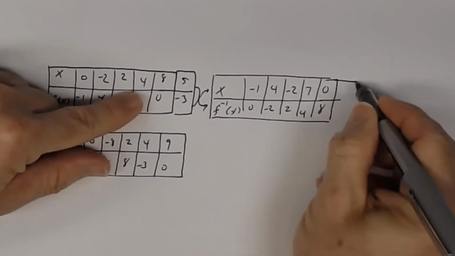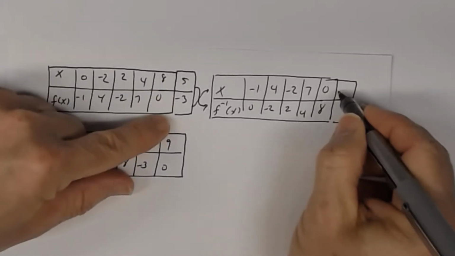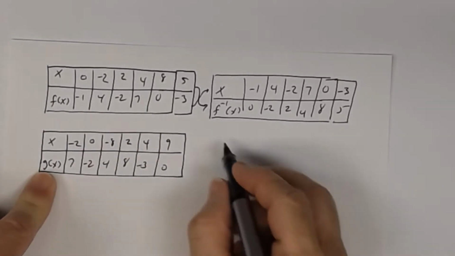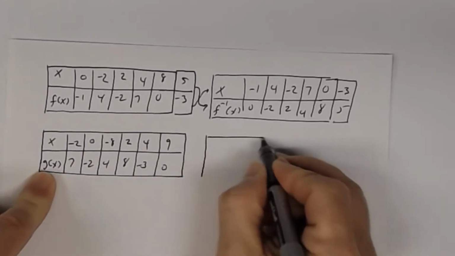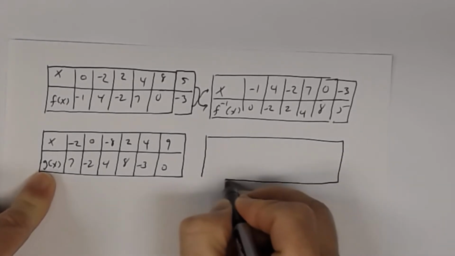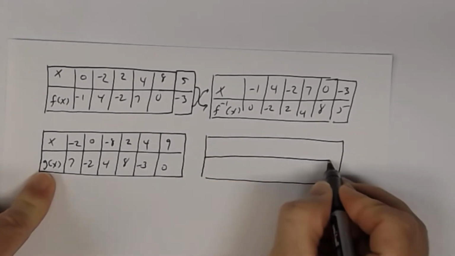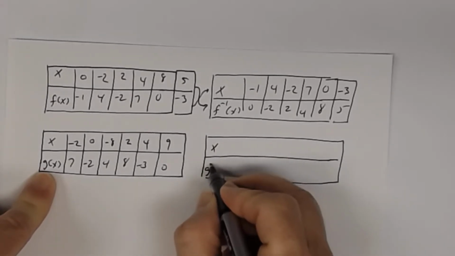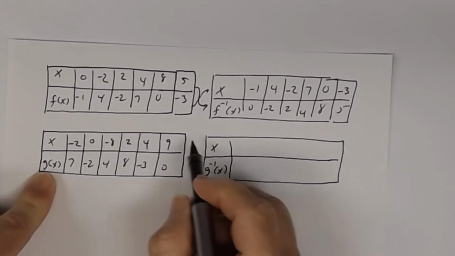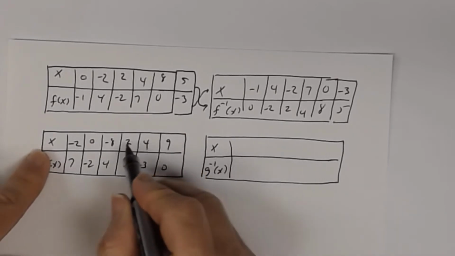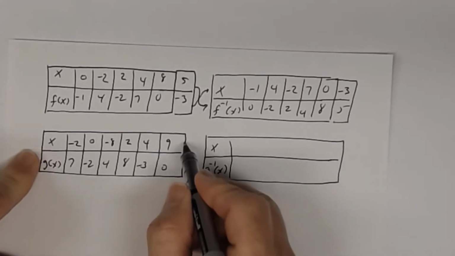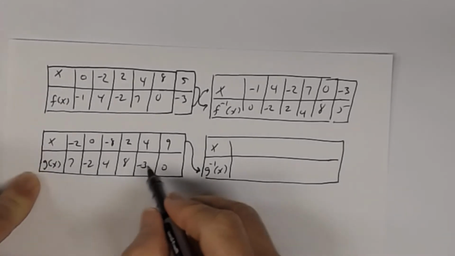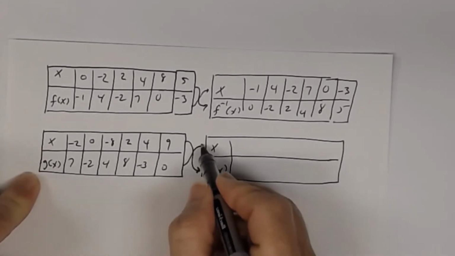And then 5, negative 3 becomes negative 3, 5. Okay? Then you do the same thing for the inverse of g. Once you create those tables, then the rest is very simple. So again, the domain of g of x becomes the range of the inverse. The range of g of x becomes the domain of the inverse.